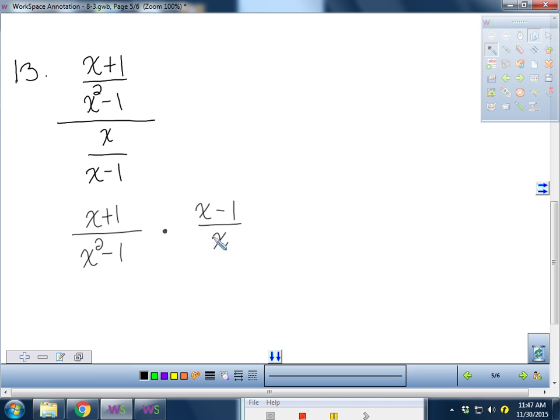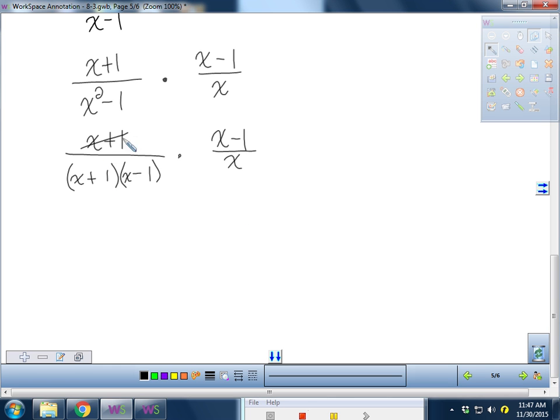Now, if I can factor something, I do. I cannot factor x plus 1, x minus 1, or x, but I do see that this is the difference of two squares, so I will factor it. So I have a plus, a minus, an x, and the square root of 1 is 1. So I have an x plus 1 that will cancel, leaving me with a 1, an x minus 1 that will cancel, leaving me with a 1. So all that's left is 1 times 1 on top, and on bottom, just the x. So we just have 1 over x.